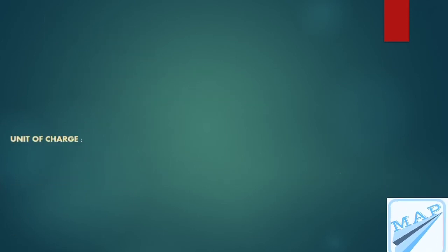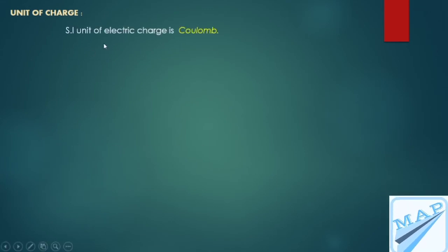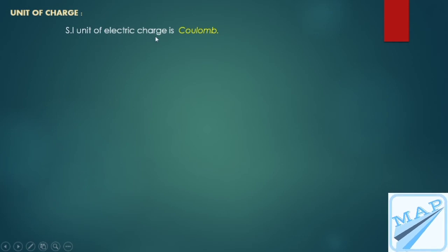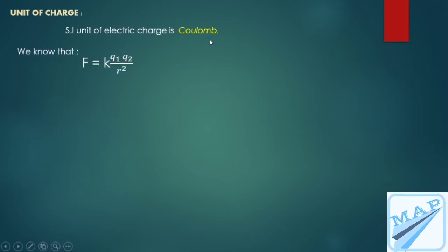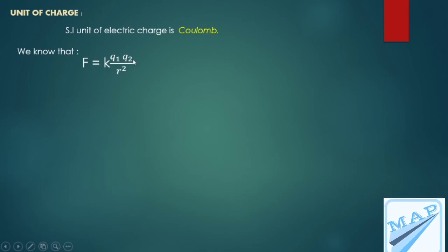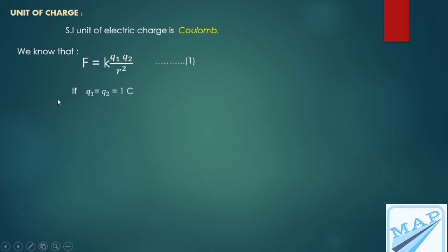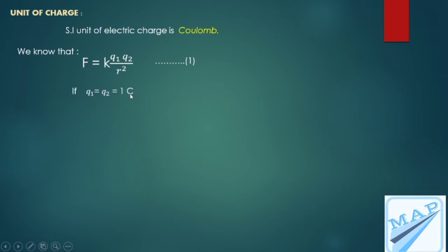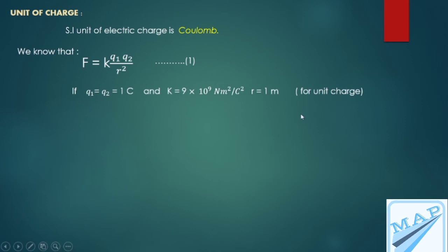Now we will learn about the unit of charge. What is the unit of charge? The SI unit of electric charge is the coulomb. We know that according to Coulomb's law, F is equal to k q1 q2 upon r square. If q1 is equal to q2 is equal to 1 coulomb, and k is equal to 9 into 10 to the power 9 newton meter square per coulomb square, and r is equal to 1 meter for unit charge.